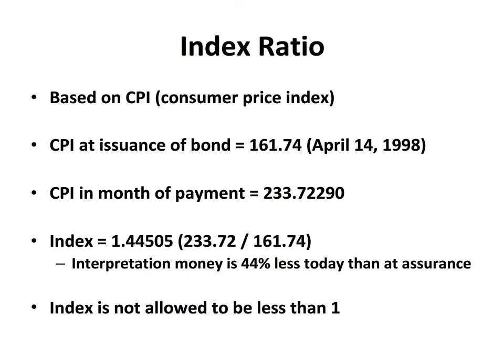The index ratio is based on the Consumer Price Index. The CPI is a measure of inflation. As the CPI goes up, we've had inflation, so if we have a 2% inflation rate over the next year, our CPI would go up 2%. If we had deflation, obviously it would go down as well. It's a measure of how all price levels have increased over time.